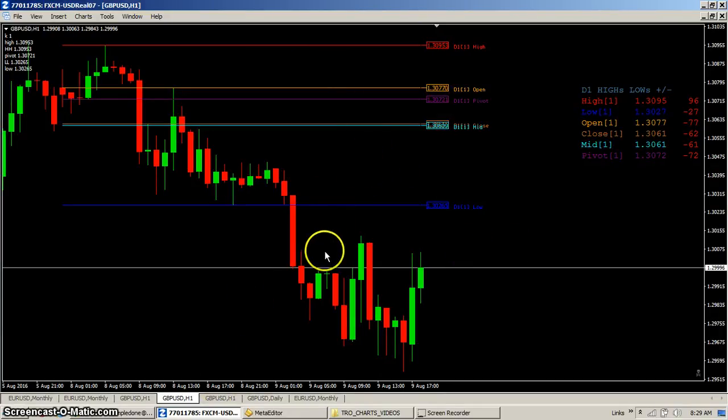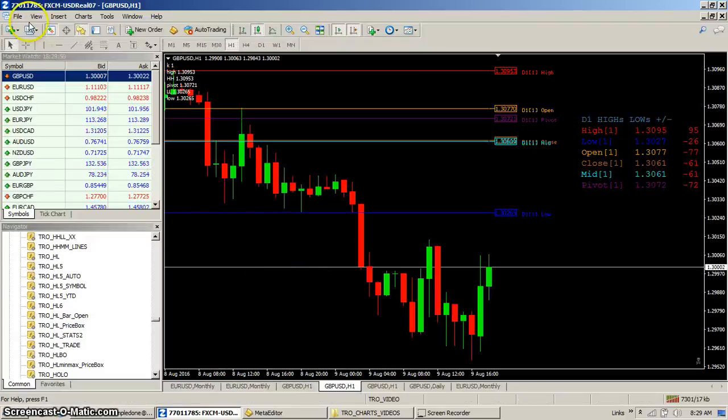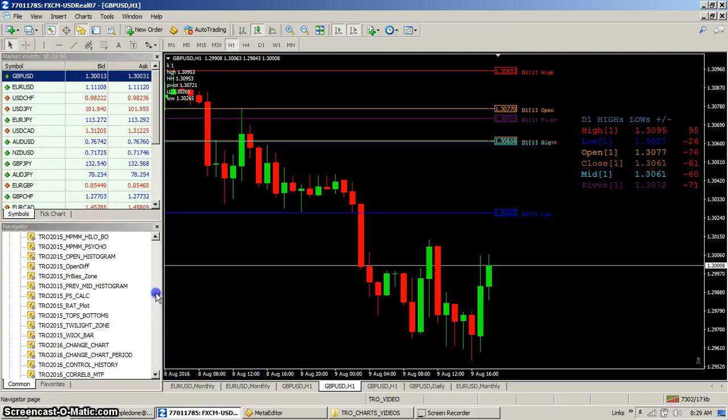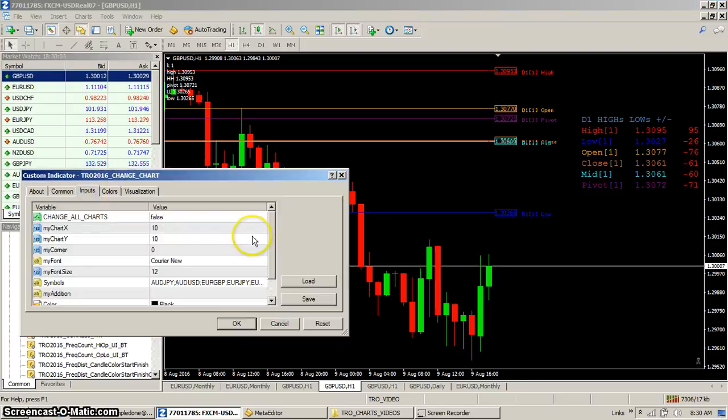And I think we also saw that there was the New Zealand dollar. Now, if we wanted to, we could just take this and drag it over. But that sometimes can be a pain having to do that all the time. So I wrote a little change chart indicator here. And let's put this about 200.